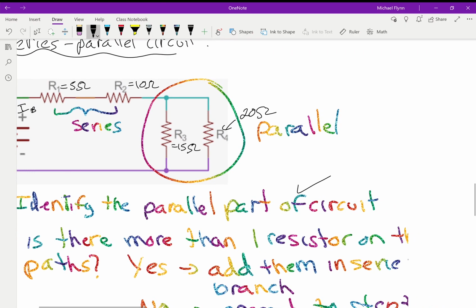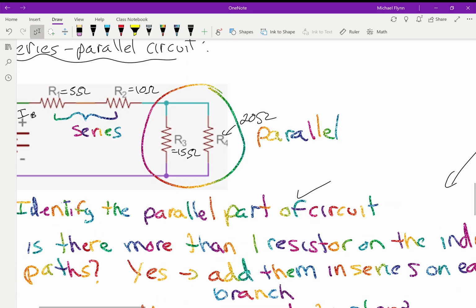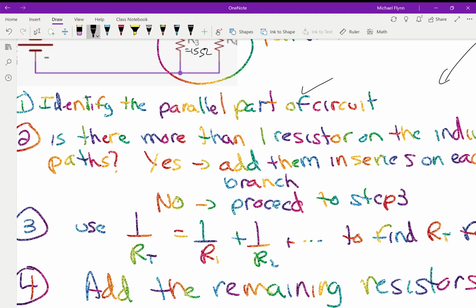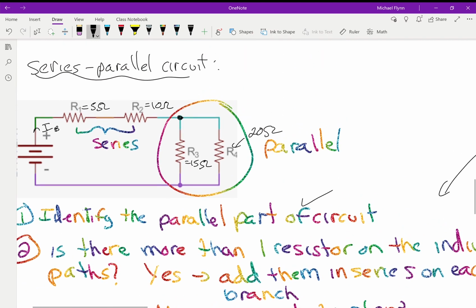Is there more than one resistor on the individual paths? No, because each path here, here's our split point, each path only has one resistor on it. I'm only looking at the parallel part for now. So the answer is no, so I proceed to step 3. Step 3 is just looking at this part here. I'm going to go 1 over RT equals 1 over 15 plus 1 over 20.